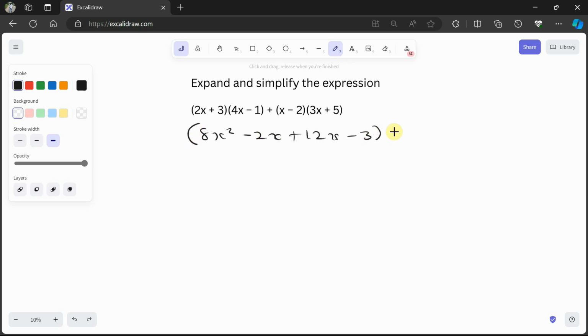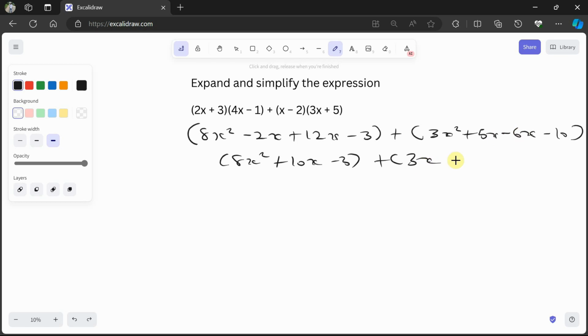I'll put inside the brackets, plus second expression. x times 3x, this will give me 3x squared. x times 5, this will give me plus 5x. Minus 2 times 3x, this will give me minus 6x. Minus 2 times 5, this will give me minus 10. So before we go further, let me just simplify the bracket. So this will be 8x squared minus 2x plus 12x, this will give me plus 10x minus 3 from this first guy, then plus open brackets 3x squared plus 5x minus 6x, this will give me minus x minus 10.